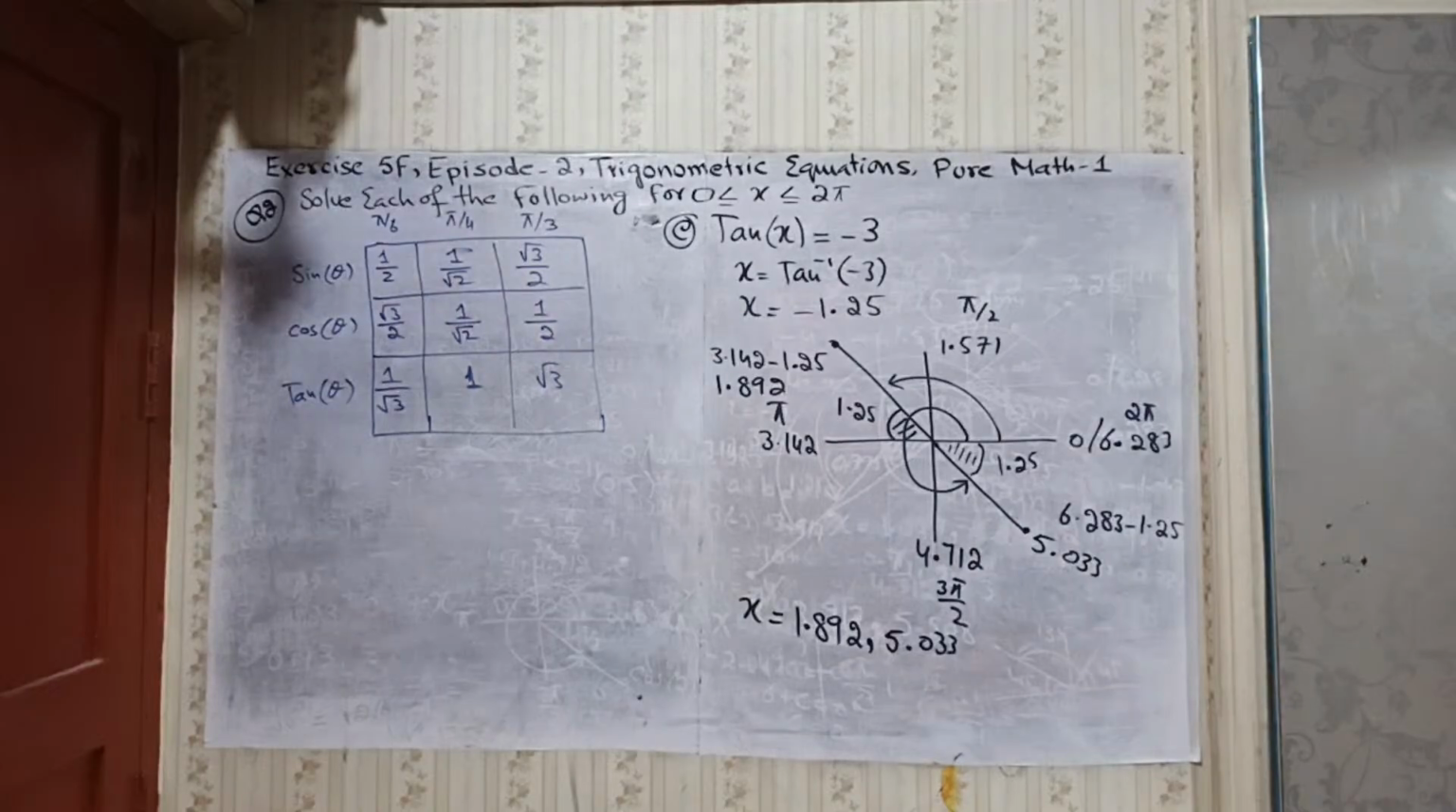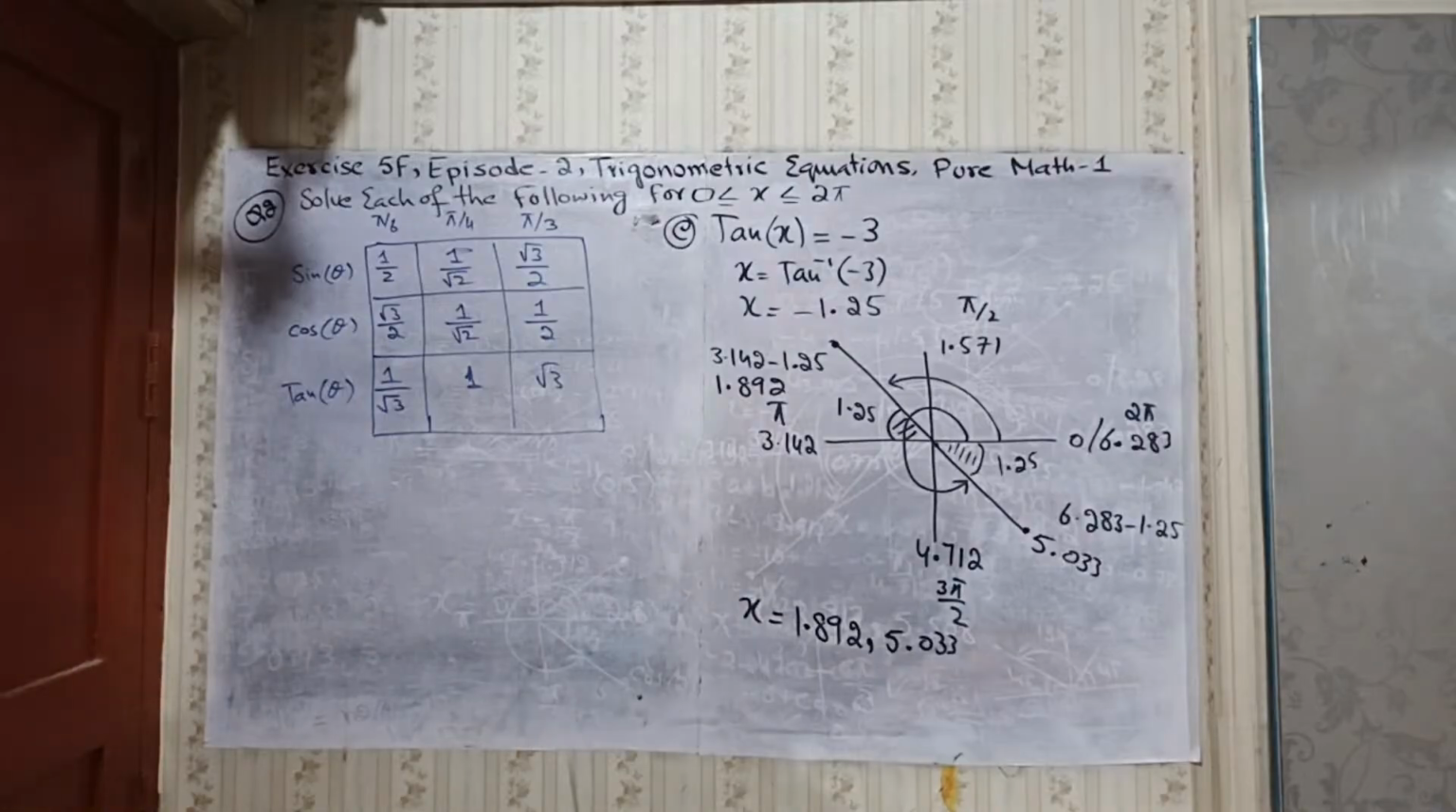The answer is right, sir. And the other part is 5.03. Yeah, the answers are right, sir. So this is how you will do question number 2 and its E part.